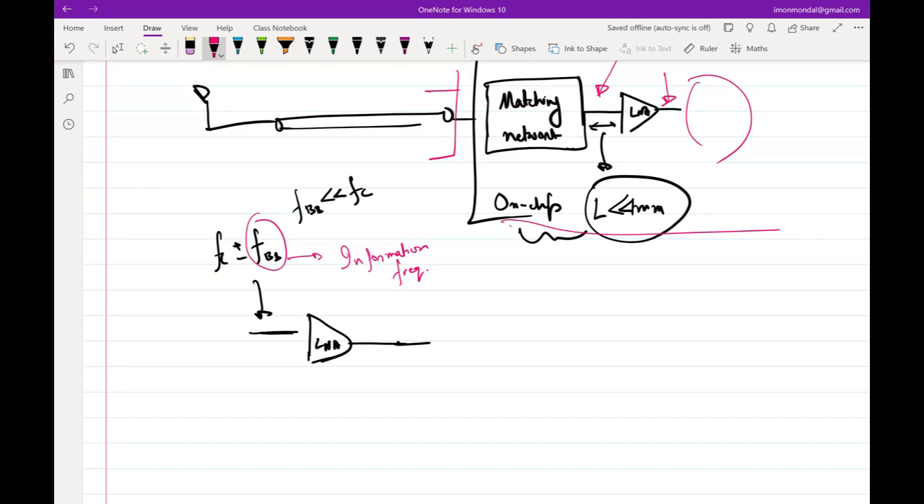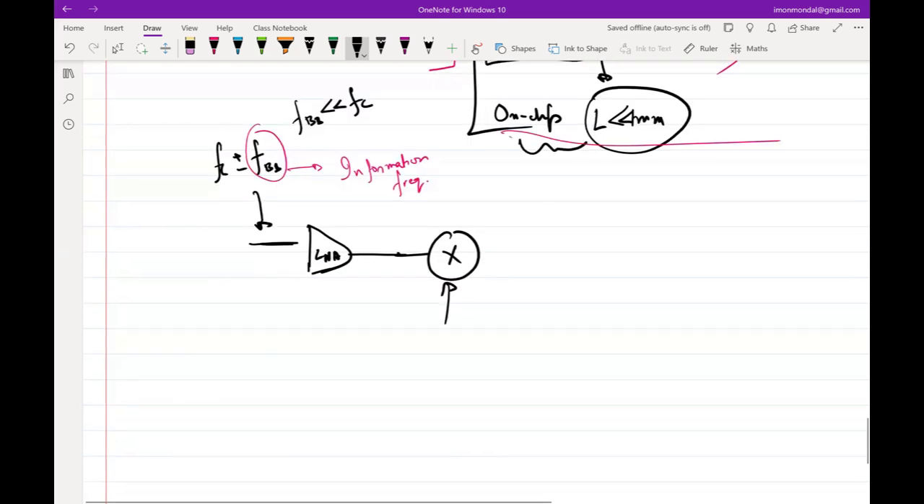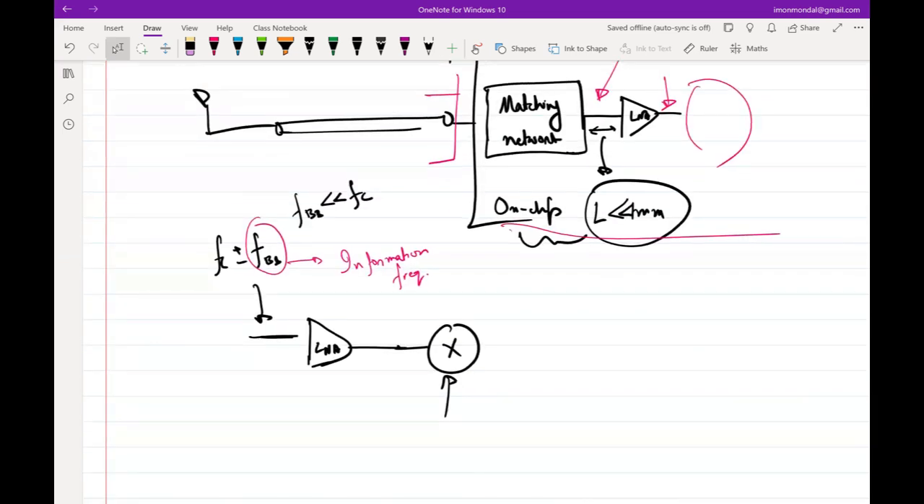So, which means that you have to come back from FC plus minus FBB to FBB, right? So what do you need to do then? You need some sort of frequency translation again. You need to down convert, right? So you need to have a mixer again, just like you had a mixer at the transmitter side, you need to have a mixer at the receiver side. Okay. We'll see. That's my next question.